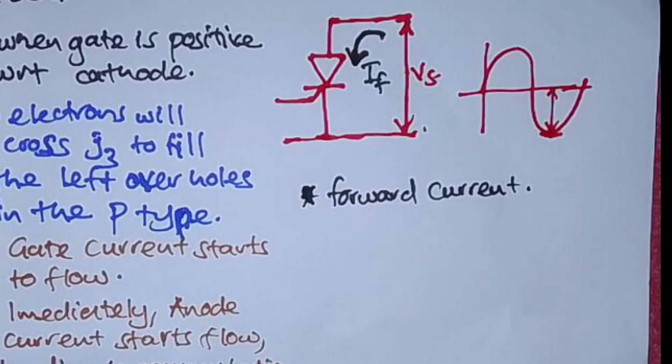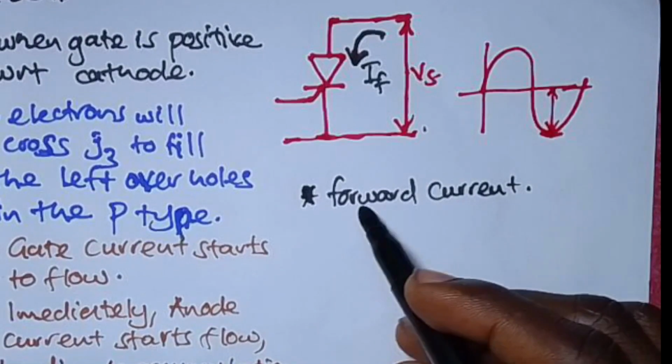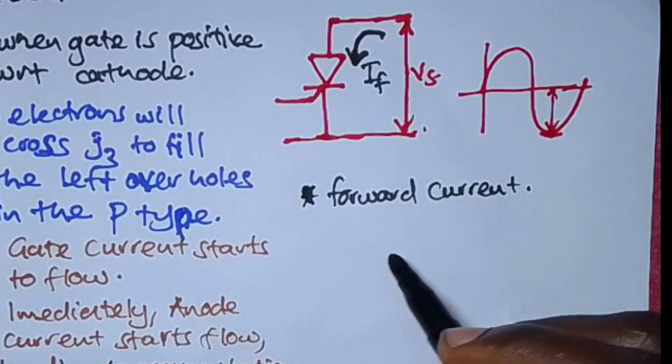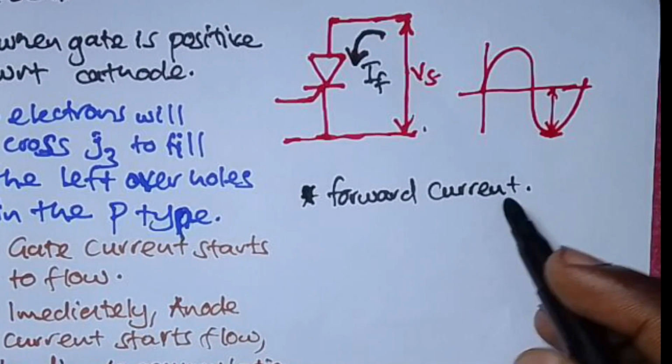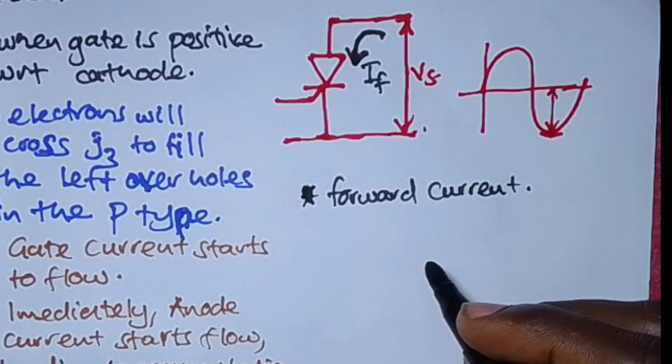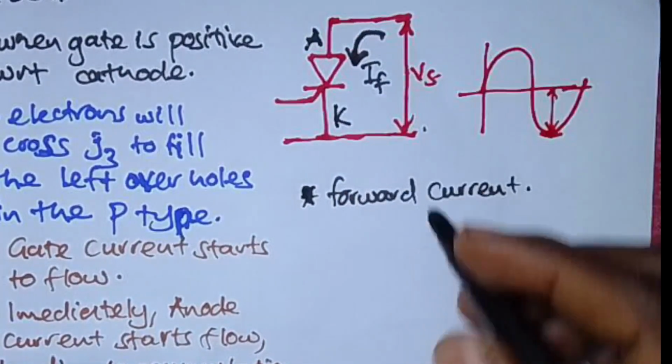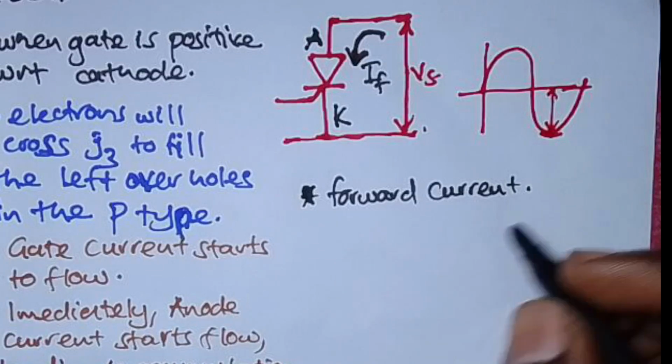I don't know if you can get me, but simply like the way we have been explaining for a diode, the forward current is that current that flows through it in the forward direction. Even for this one, it is the same thing, just that here we won't say that it is forward biased. We shall just simply say when the anode is positive relative to the cathode.